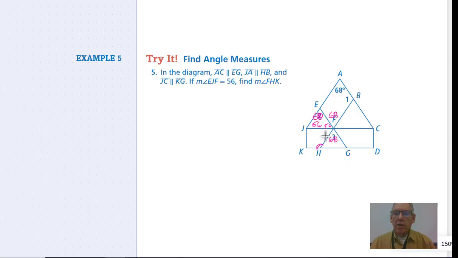And we can figure out what this angle here is now. I don't know if it's going to help us or not. 56 and 68 is 124. That means this is going to be 56 degrees here. This has to be 360 because it's a quadrilateral. I don't know if that's going to help or not. Let's see what else we got. That's a 68.